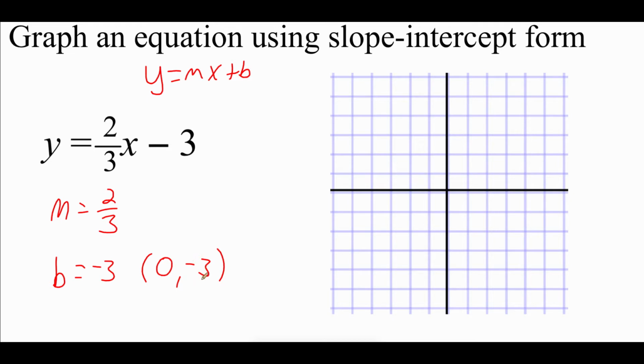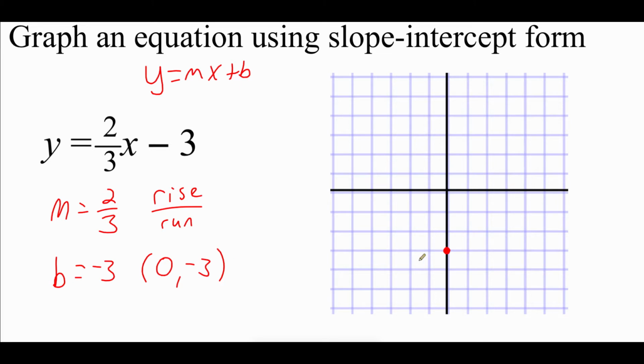Because we know the y-intercept is at the point (0, -3), and the y-intercept is the point where your line crosses through the y-axis, what I could do is take this (0, -3) point and plot it on my grid over here. So (0, -3) means don't go anywhere left or right, but we're going down 3 spaces to that dot. Now your slope, remember, is the rise over the run.